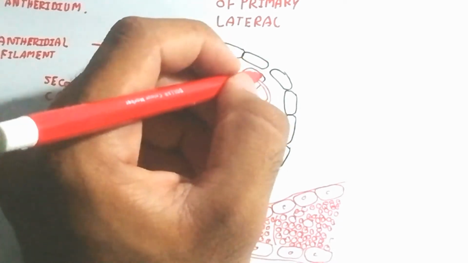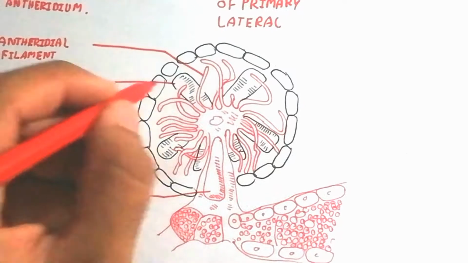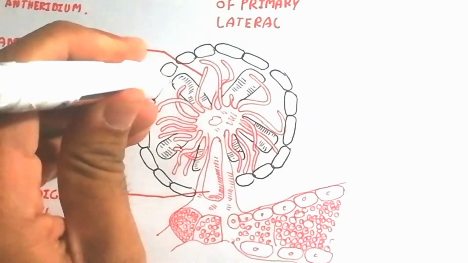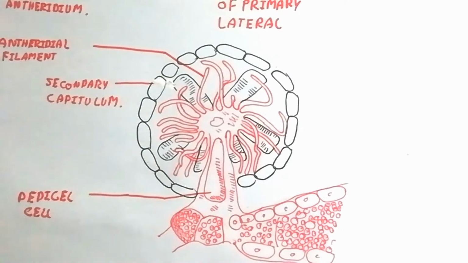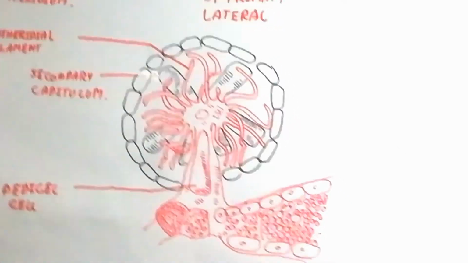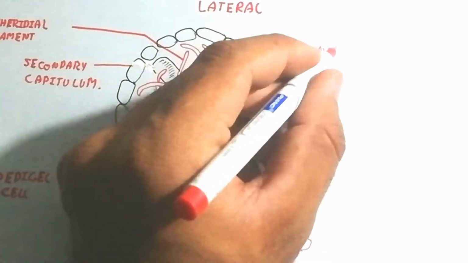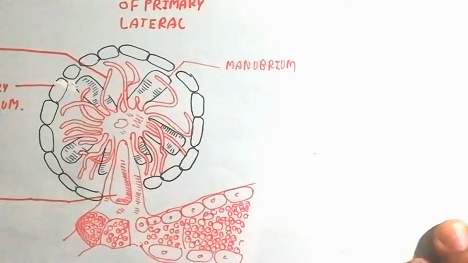Sorry, this labeling is wrong, so I can remove it from here. Here it shows the secondary capitulum in the figure. Here I had labeled it, but that was wrong. So here is the manubrium, which is shown in the figure.